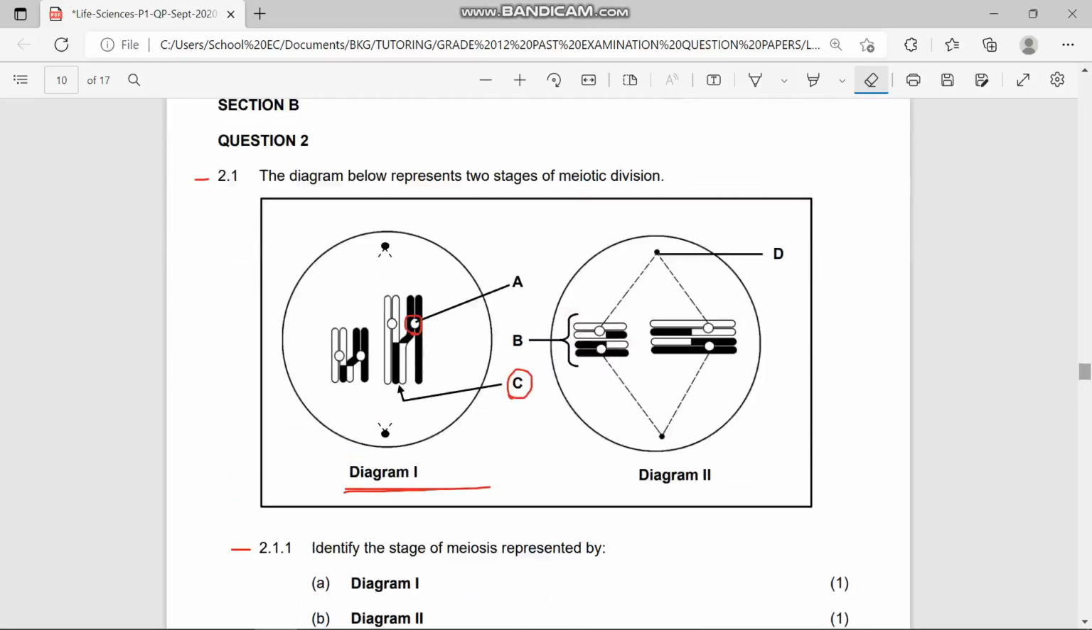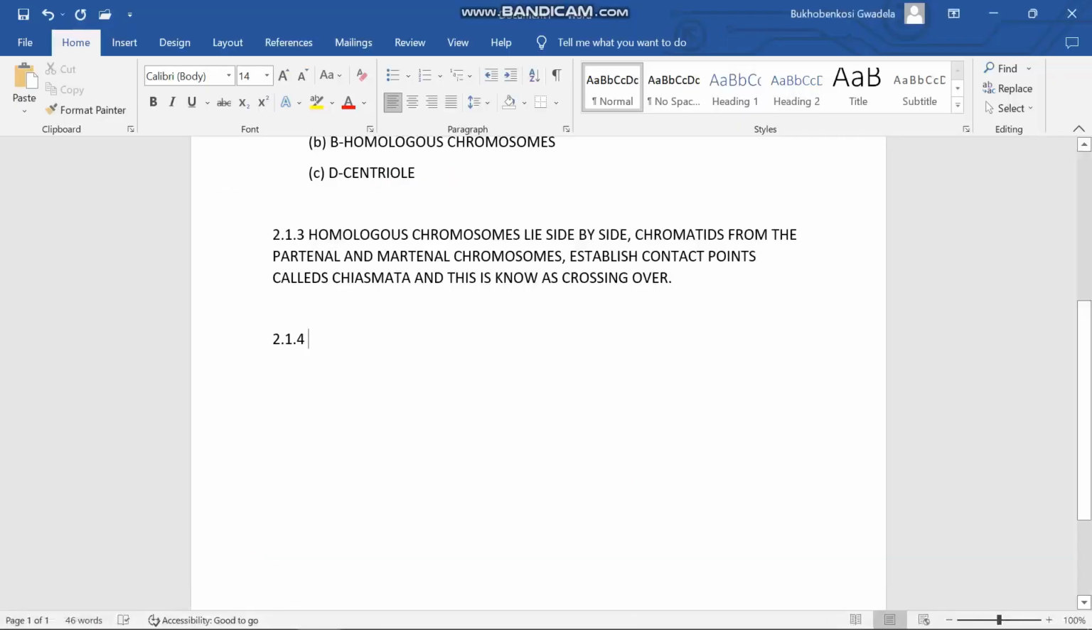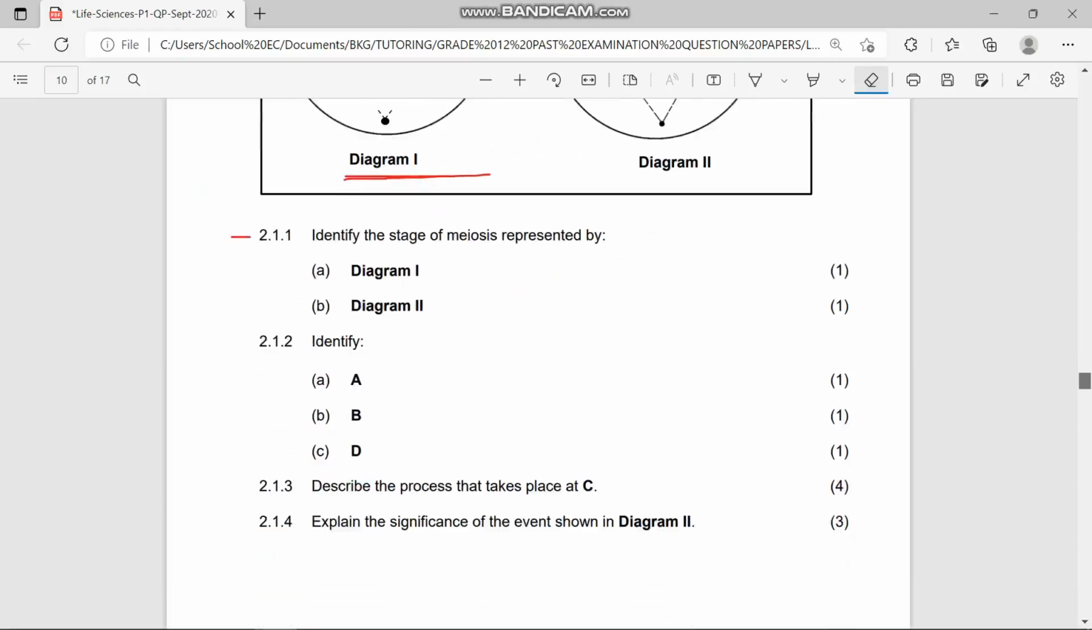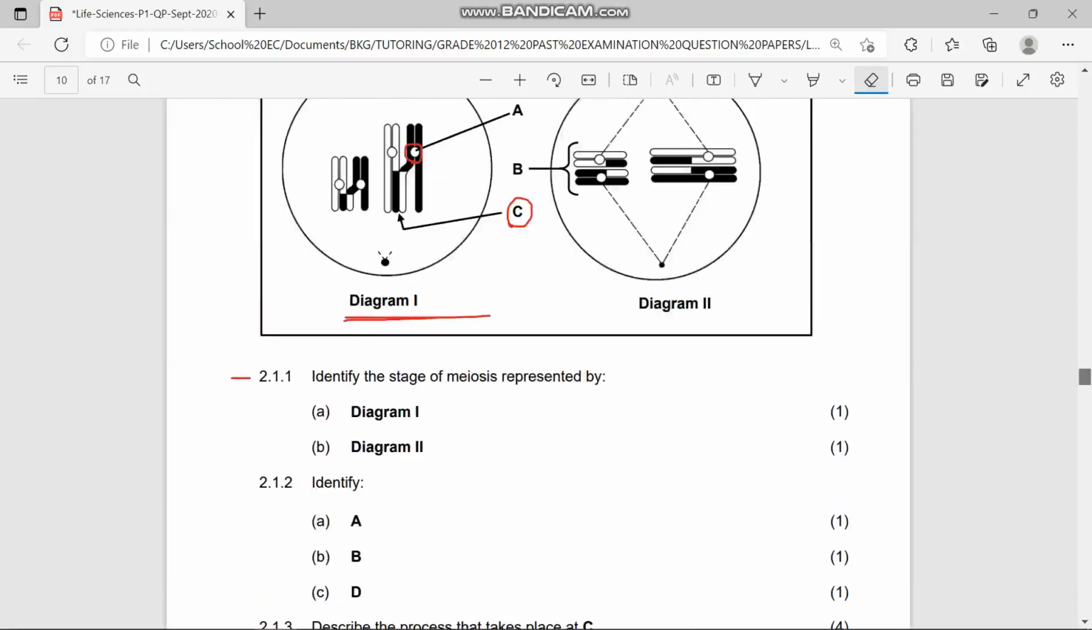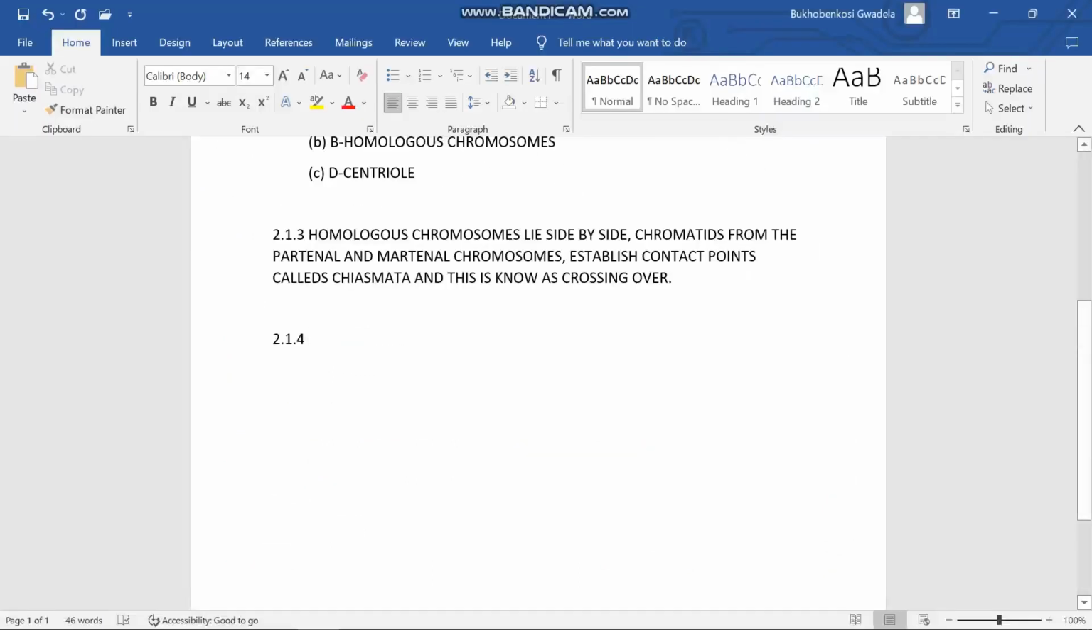As I told you, homologous chromosomes randomly arrange themselves. In metaphase 1, that's how it goes. So let's continue by writing it down. That's out of 3 marks. So by looking at metaphase 1, we can say homologous chromosomes arrange themselves at the equator.